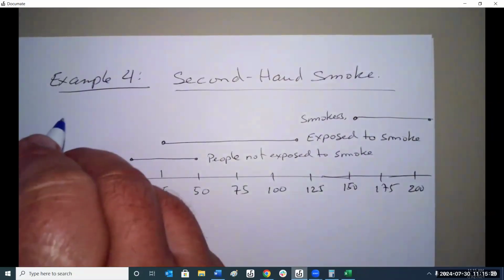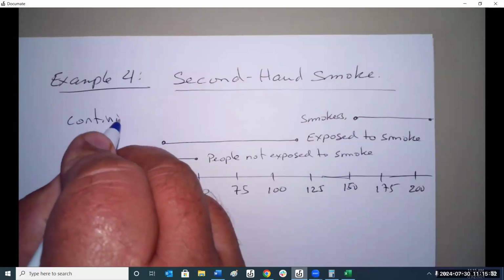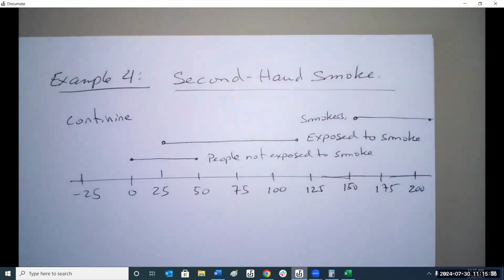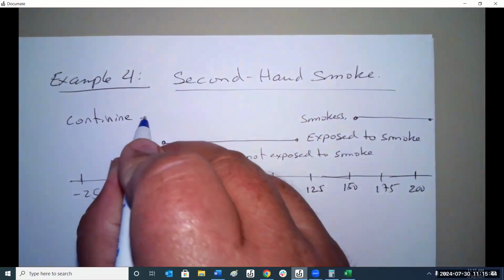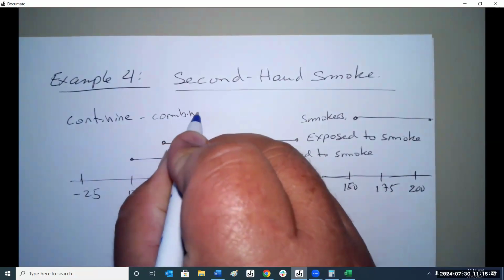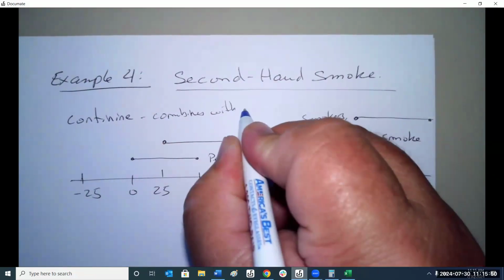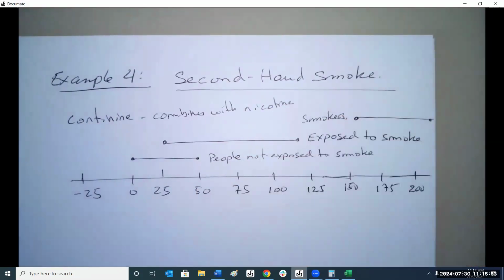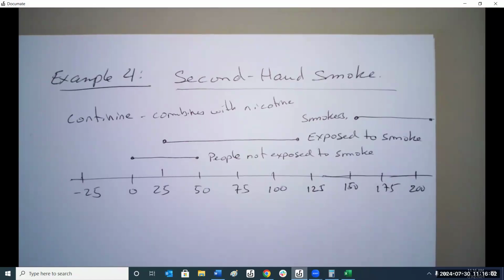Now, cotinine is produced in the body when nicotine is absorbed, so this chemical is a good indicator of nicotine in smoke. It combines with nicotine. So that's how they can test to see the level of exposure you have. In this chart, we see that the confidence interval of the smokers does not overlap. Smokers and these guys don't overlap.